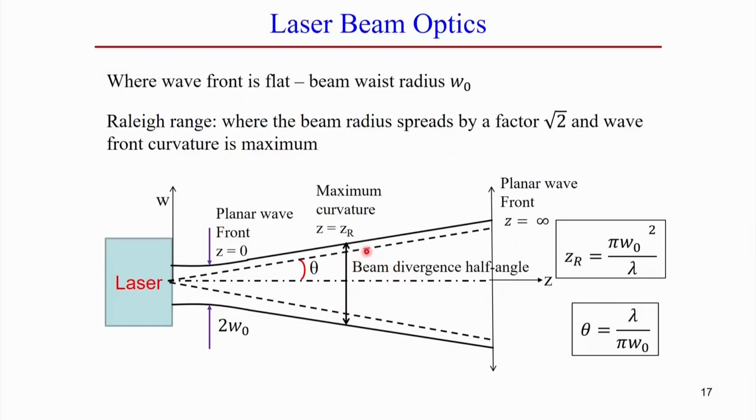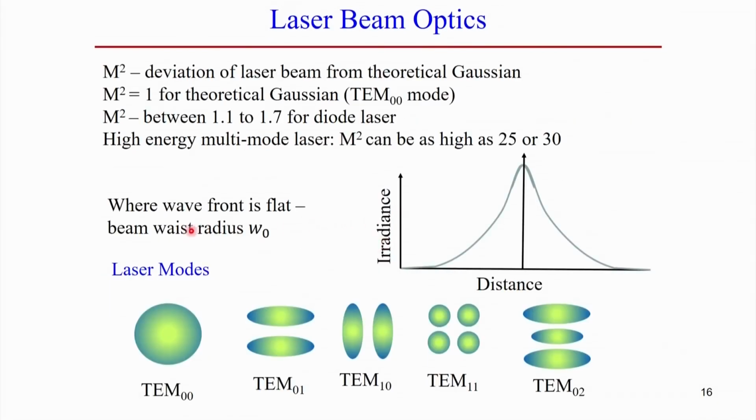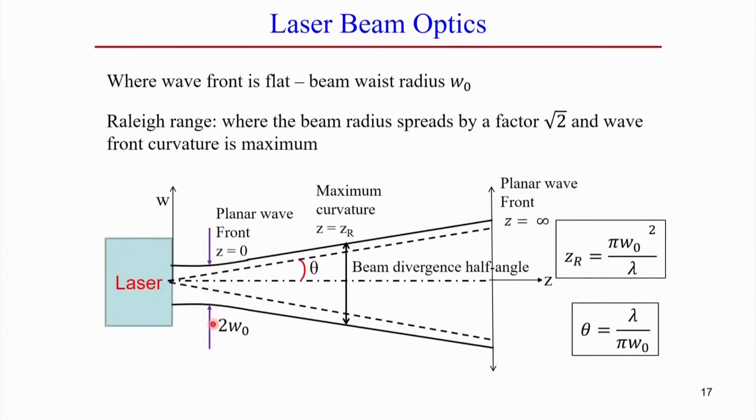So from z equal to 0 to z equal to ZR, that is called the Rayleigh range. The waist diameter is where the wave front is flat, and the beam waist radius is W0, or diameter equal to 2 times W0. Similarly, here it is the beam waist diameter, 2 W0, and here you can see that from 0 to ZR represents the Rayleigh range in this case.